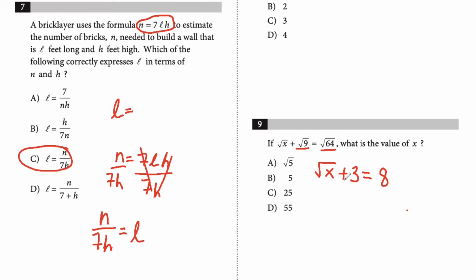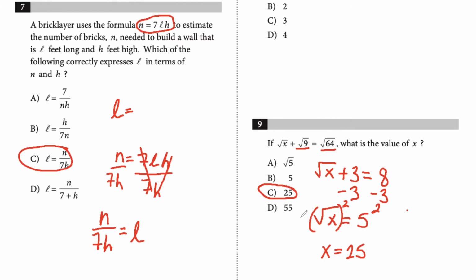To get x by itself, we first need to subtract 3 on both sides. So we'll get square root of x equals 8 minus 3, which is 5. And then to get x by itself, we need to square both sides. The square root of x squared is just x. The square root and the squared cancel each other out. And this is going to be equal to 5 squared, which is 5 times 5, and that's 25. So x equals 25, and that is choice C.